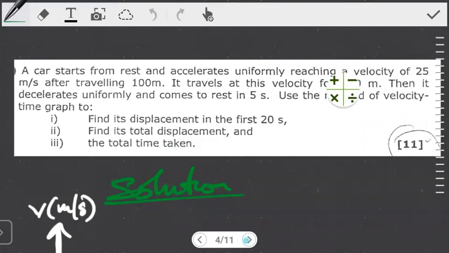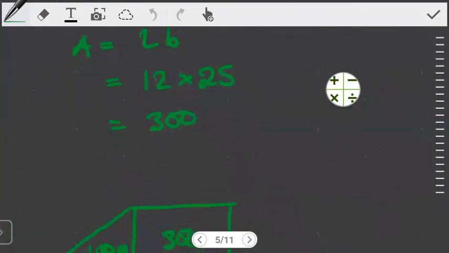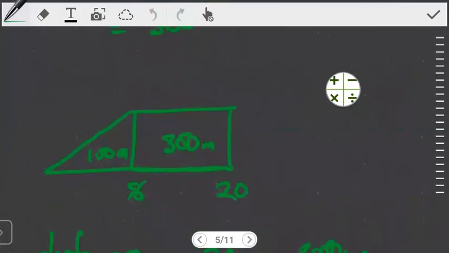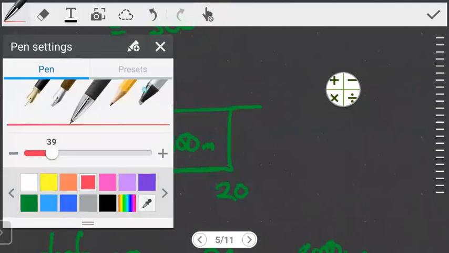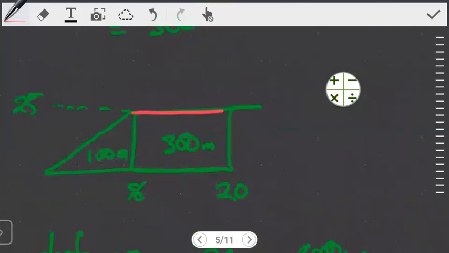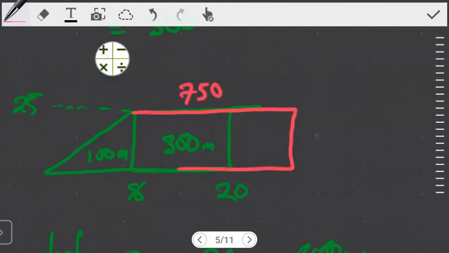To get the total displacement, notice one thing. We already have the 100 meters as it was accelerating to 25. And the question gave us the distance it moved as it maintained the velocity, which was 750. All we need is the distance it moves as it decelerates.